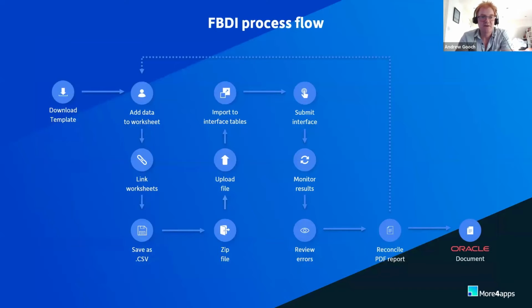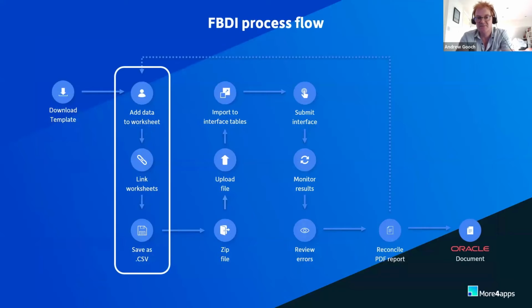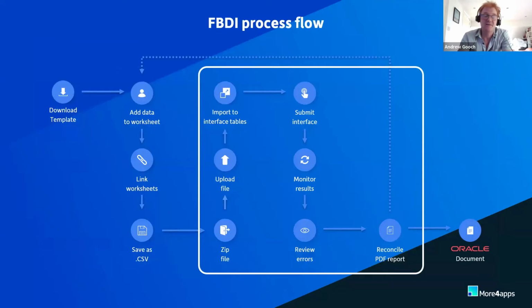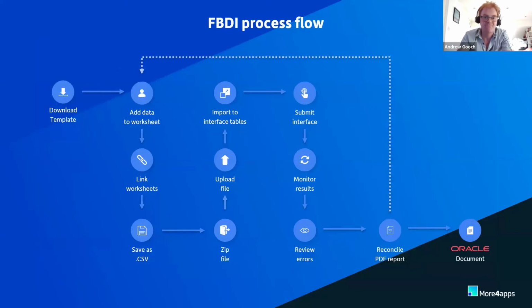So this is the FBDI process flow. It's pretty convoluted. This is the bit here that we just did in the spreadsheet. But then we have to process it all through the front end. So there are things to do in Excel, CSV conversions to do, import jobs, error reports, and PDF format to reconcile. And then any corrections, you've got to feed them back into the worksheet and run the process again.